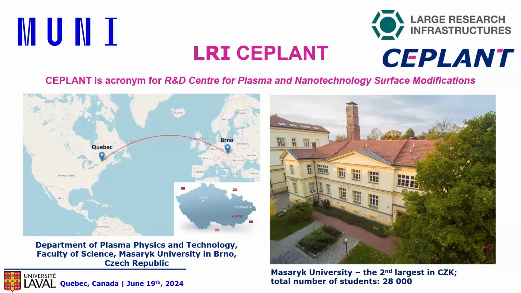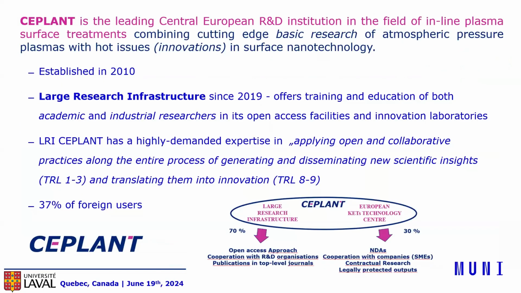And very briefly, to explain the main vision and role of the CEPLANT Center: CEPLANT is a short name for the Research and Development Center for Plasma and Nanomaterial Technologies. It was founded in 2010, and its main role is to provide help and new technology to medium and small enterprises. Since 2019, CEPLANT is considered a large research infrastructure and operates in an open access regime. It means that we are open for collaboration with institutes outside, not only from the Czech Republic but also from abroad, and also with companies.